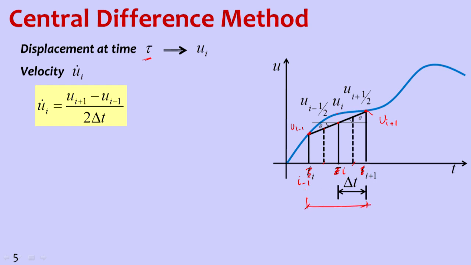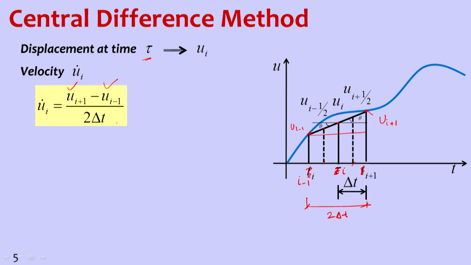This is delta t, this is delta t, so this is 2 delta t. So, velocity is nothing but rate of change of displacement. So, this is change of displacement. This value is u i plus 1, this value is u i minus 1. So, this is change of displacement. So, u i plus 1 is here, u i minus 1 is here, divided by the time interval between these 2 points, that is 2 delta t.